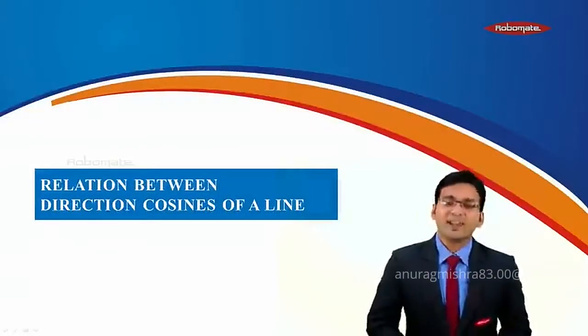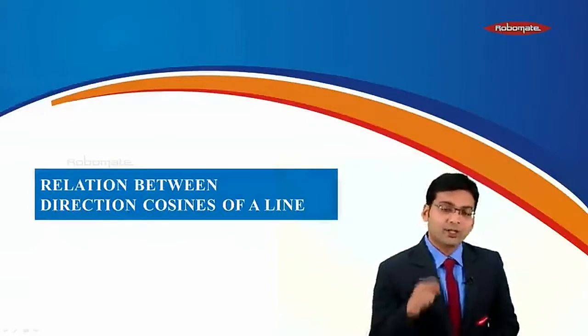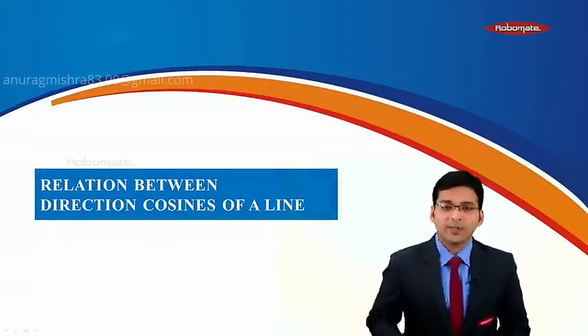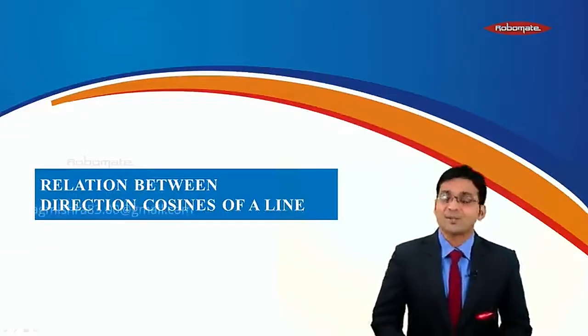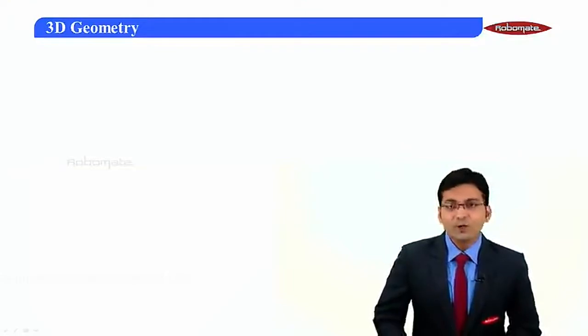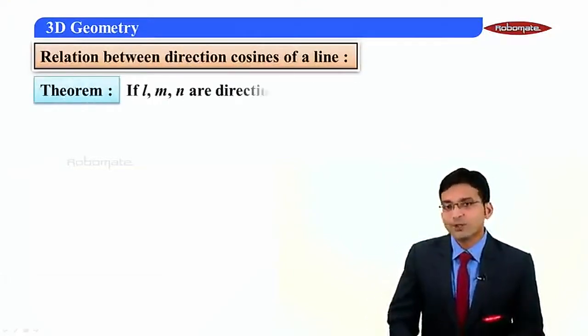Hello students and welcome to this module where we will see the relation between direction cosines of a line. So we know direction cosines are l, m, n. Let us try to see the relation between them. Now students, we have this as a theorem. Let us see what is the statement for the theorem.